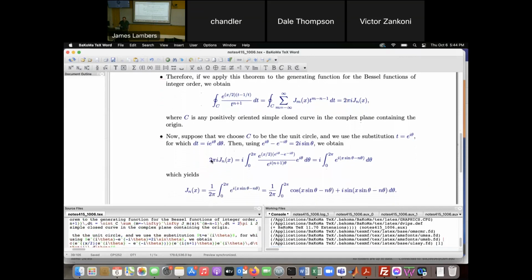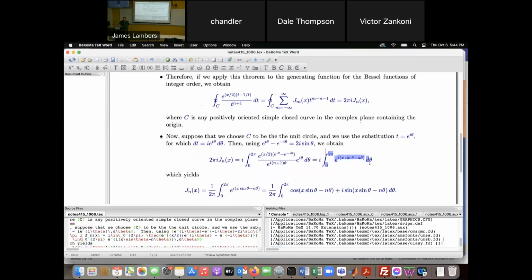Now, all this is equal to 2 pi i J_n. We'll cancel the i's, and then we'll divide both sides by 2 pi. So now J_n is 1 over 2 pi times this integral. But it would be nice if we could have the integral of a real valued function, not a complex one.